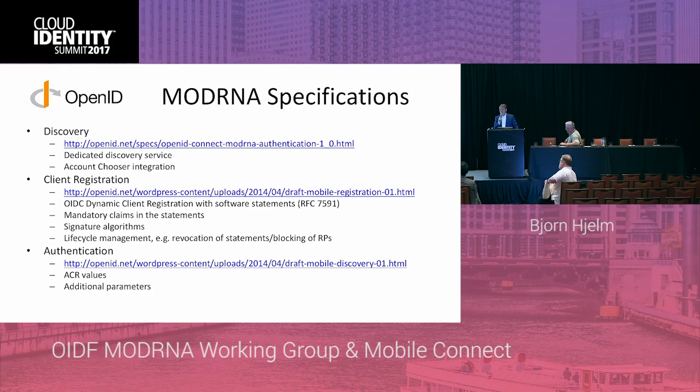It could be that you don't provide service to a certain RP anymore, and so you would have to be able to revoke that RP. That's all included in the client registration specification. And then we have the authentication specification, which specifies ACR values and additional parameters.